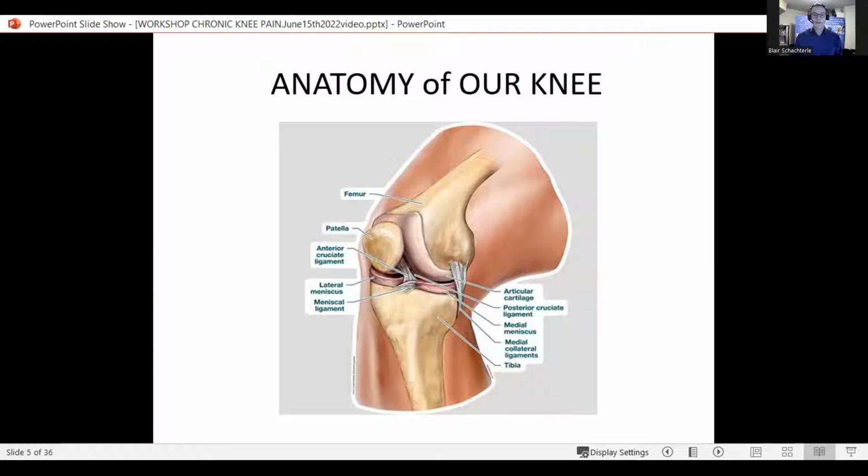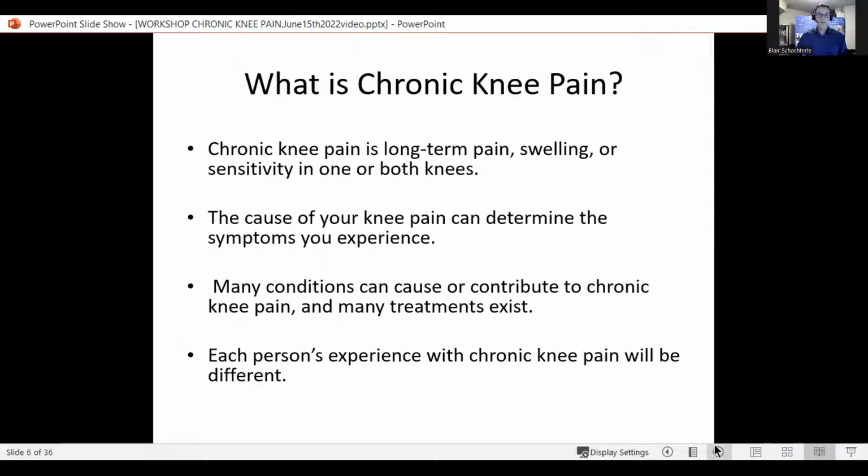Our knees are actually an amazing joint. And it always amazes me how long our knees last considering the torture we put them through. So what is chronic knee pain? Chronic knee pain is when you're getting pain that's more than, I would say, 12 weeks, and you're getting sensitivity in one or both knees.